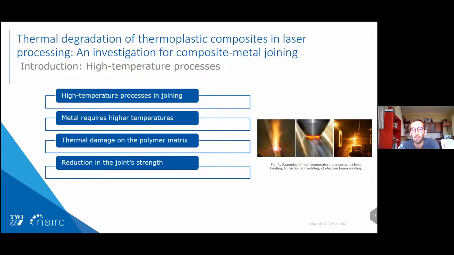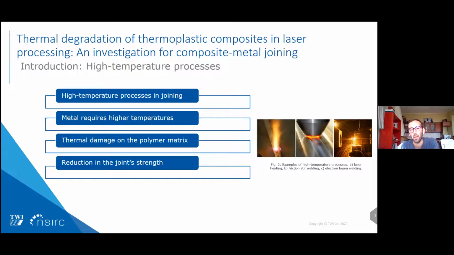And by inducing this thermal damage on the polymer matrix, you affect the performance of the joint. Thermally degrading the polymer matrix of the composite can cause porosities, delamination, and several other issues, degrade the mechanical properties of the composite, and reduce the strength of the joint.